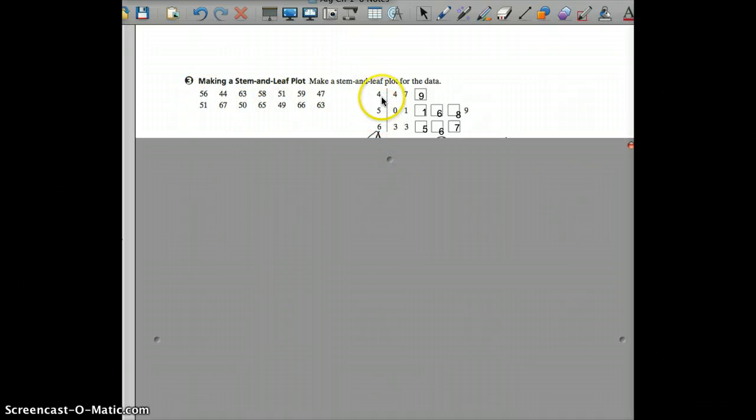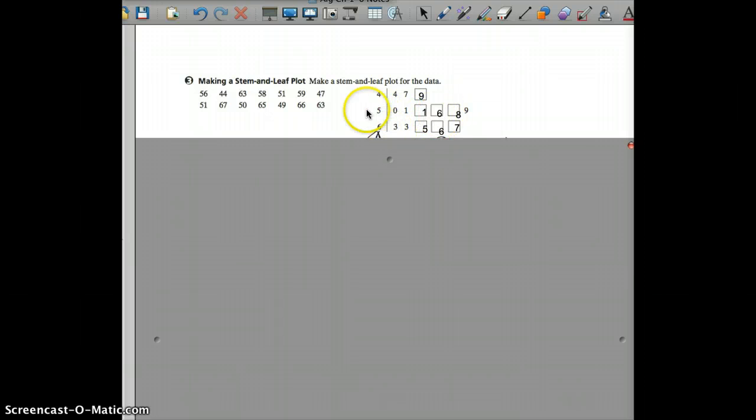So our stems are going to be the tens digits here, and then our leaves are going to be the units digits of these numbers. So a 56, we put a 6 in the 5 stem here to represent 56. You always want to arrange your stem and leaf plots in order from least to greatest. It's really important that way too.